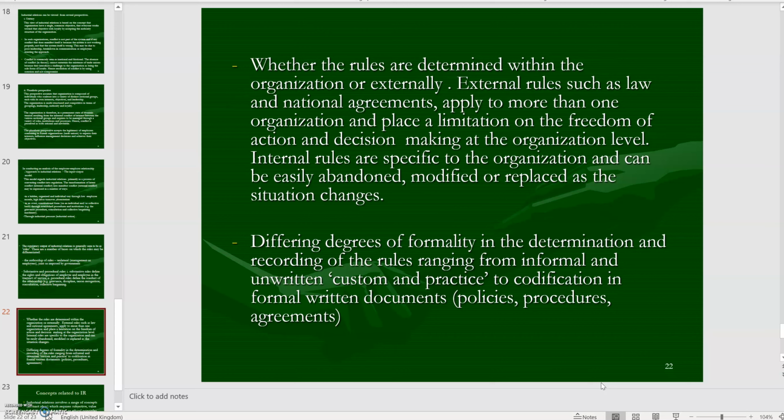So differing degrees of formality in determination and recording of the rules, ranging from informal and unwritten custom and practice to codification in formal written documents such as policies, procedures and agreements. Jadi formal, then everything you have to refer to it. If it is not written, then any parties can just not comply to them. So this will create more industrial conflict. Okay.